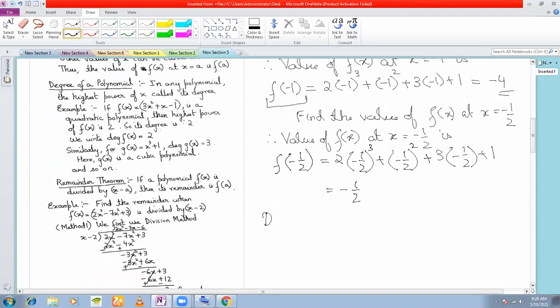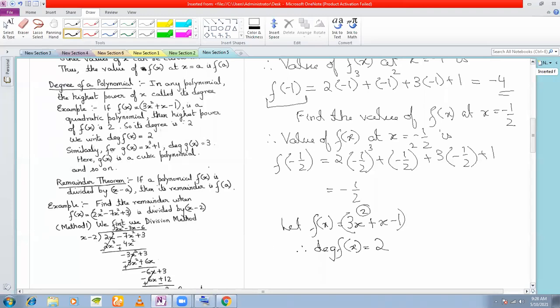Degree. Suppose if I give you this polynomial, f(x) is equal to 3x square plus x minus 1. What is the degree of this polynomial? We know the degree of this polynomial is 2. Therefore, we write degree f(x) is equal to 2.